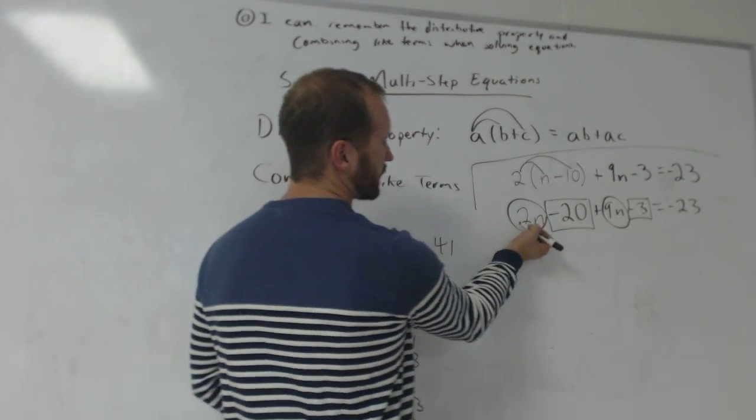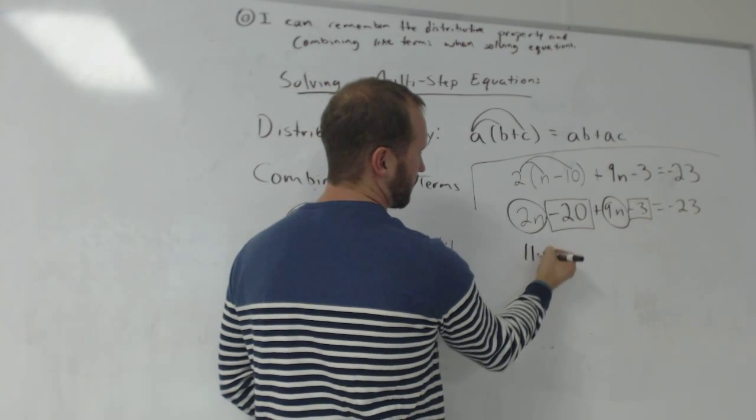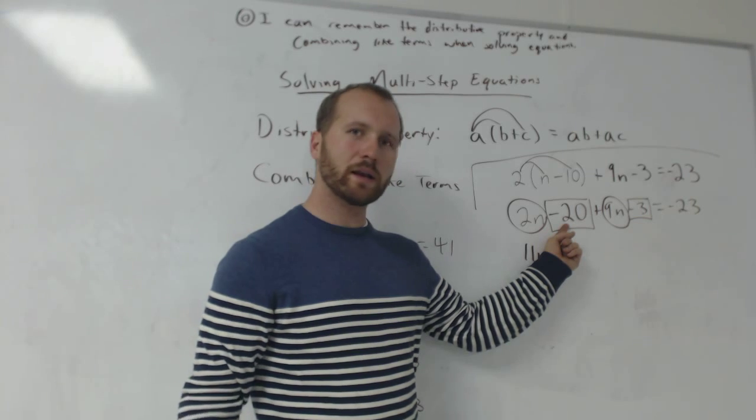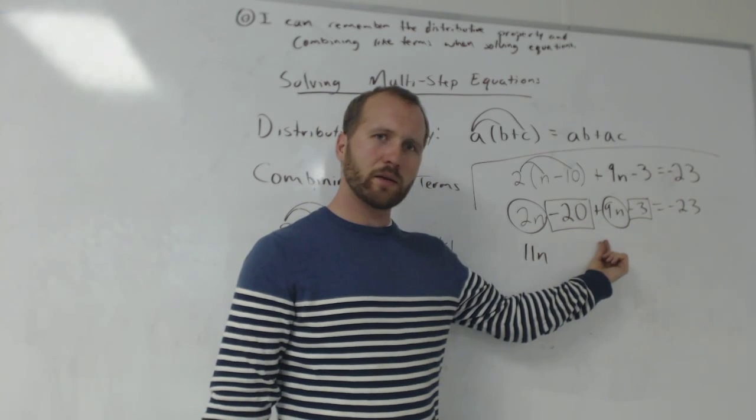So I circled 2n and 9n because those are like terms. That's going to combine to give me 11n. And then I boxed negative 20, or minus 20, and minus 3 because those are like terms. When I combine those, what will I get?